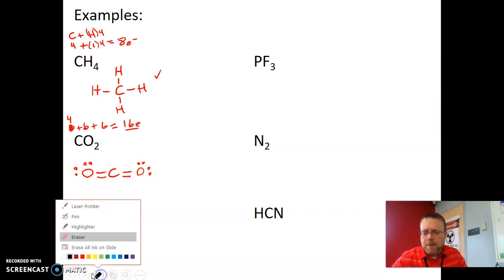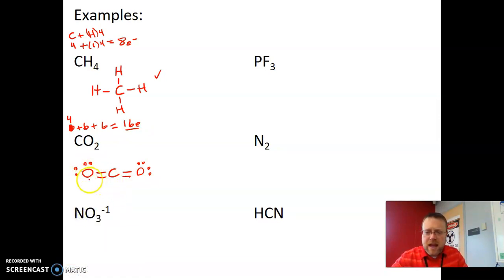We've got 8 electrons touching every atom, and we've got 16 in the whole thing. Okay, so a couple of things that we need to take care of there.